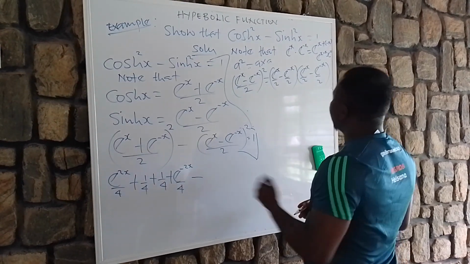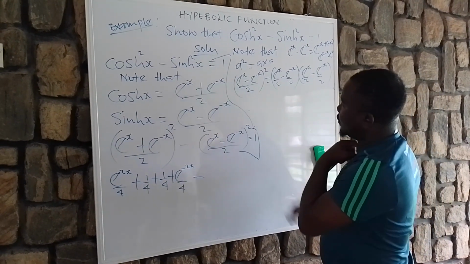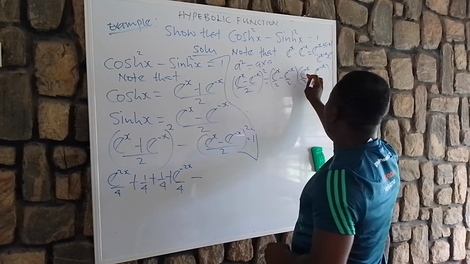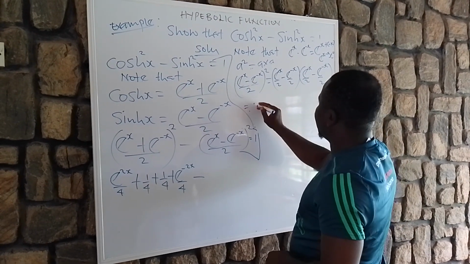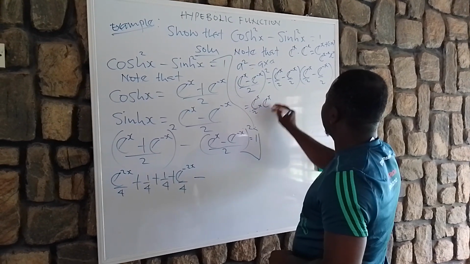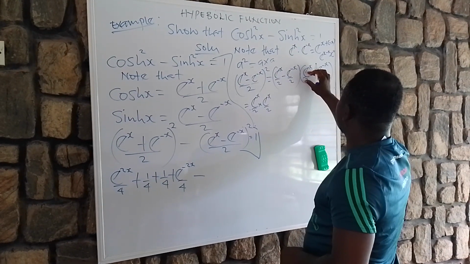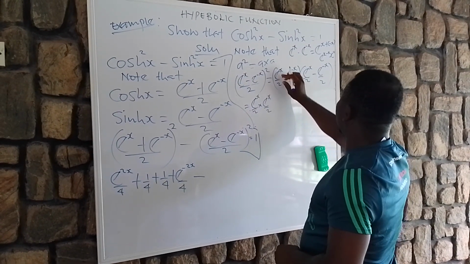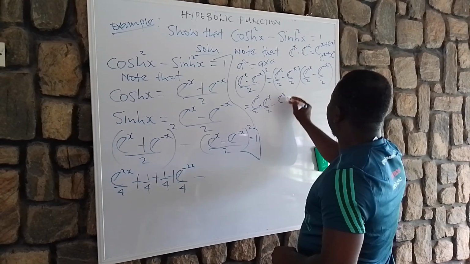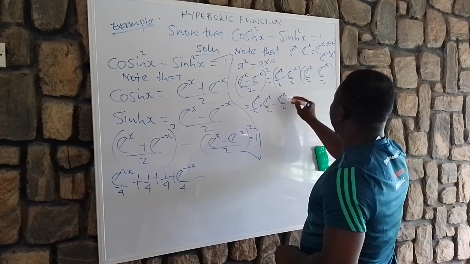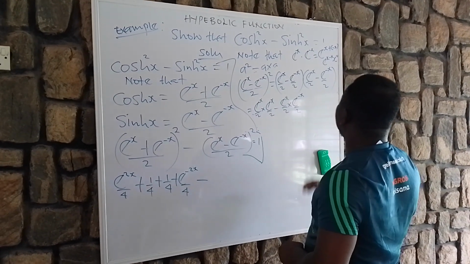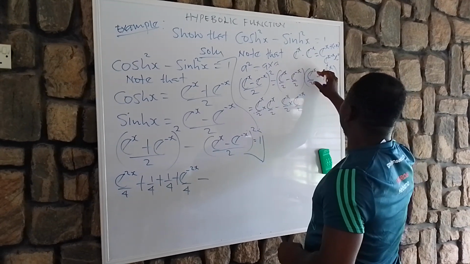True or false? The way we did the other one, the positive one, that is cosh. So what we are going to do is multiply this. This is going to give us e^(x/2) times e^(x/2), because this one times this. Then this one times minus this is going to give us minus e^(x/2) times e^(-x/2). Then this one times this.